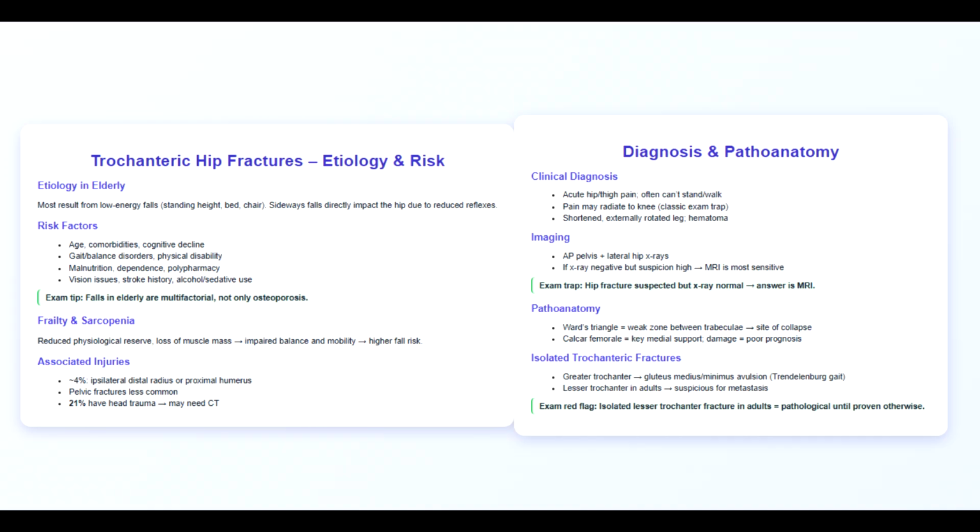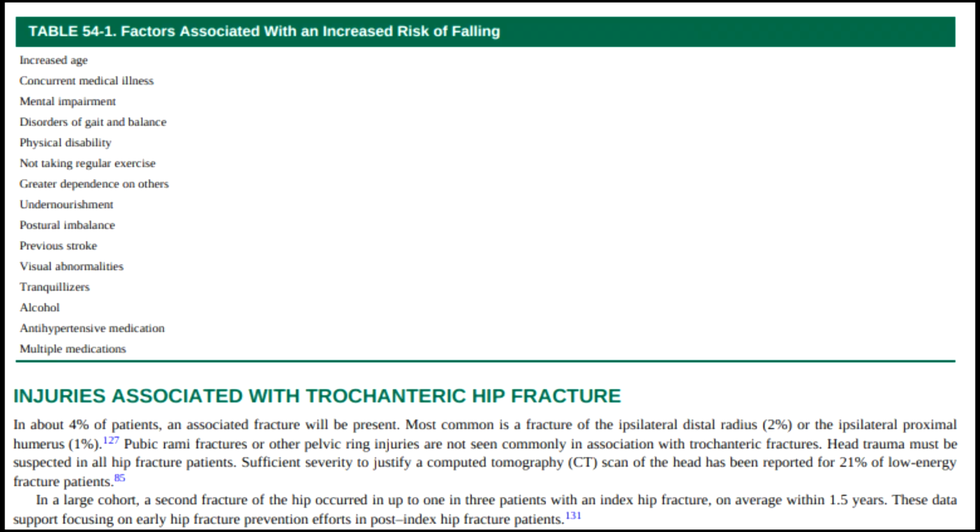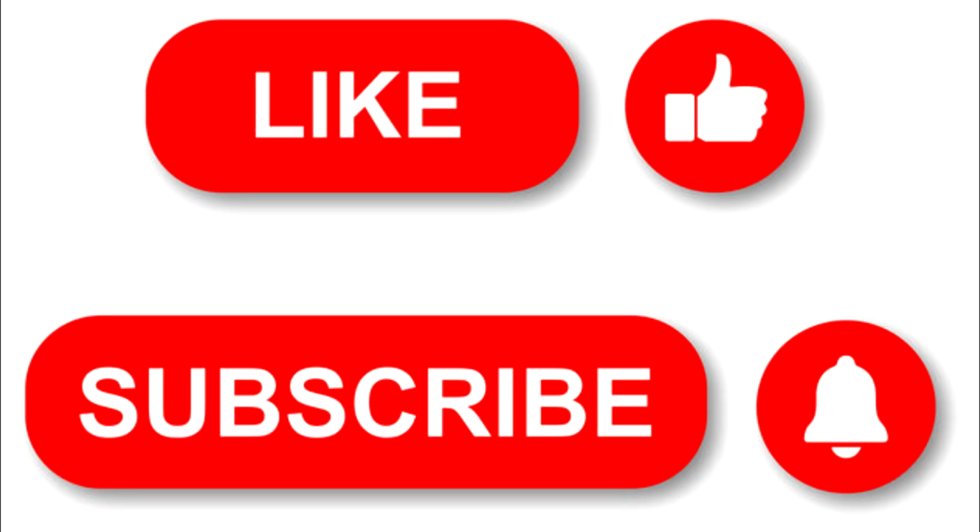Several contributing factors increase the risk of falling. Table 54.1 provides an excellent summary. Let's walk through it carefully because this is an important list for exams. Increased age is obvious, but note also the role of concurrent medical illnesses, mental impairment, and disorders of gait and balance. Physical disability and lack of regular exercise weaken protective mechanisms.